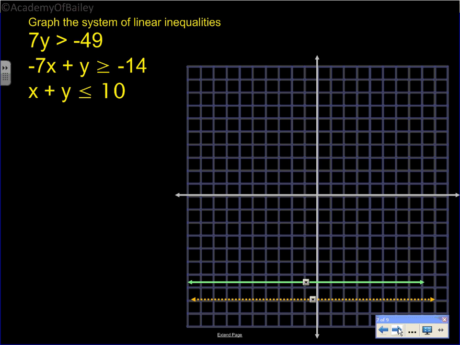Okie dokie then. This one here, we can go ahead and move right along. Let's see, all that's together.